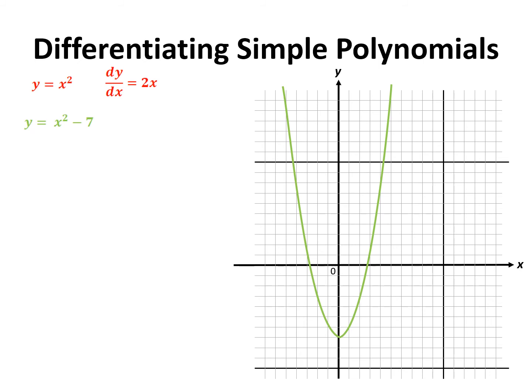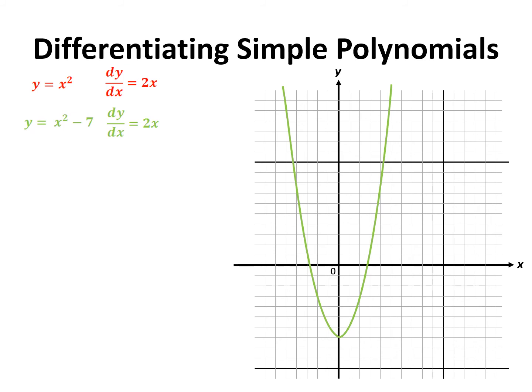Here's another equation, y equals x squared minus 7. Now, we take each term, the first one, we multiply the power by the number in front, that's going to become 2, and we reduce the power by 1, so it becomes 2x again. Then we look at the 7, and it's just a number, and numbers just disappear. So the answer is exactly the same as the previous one.